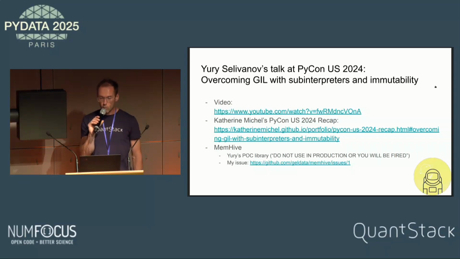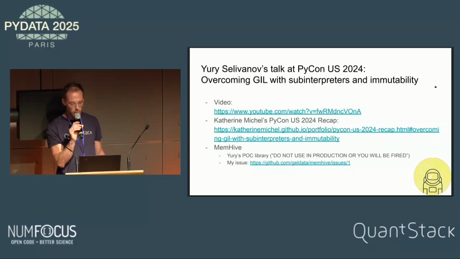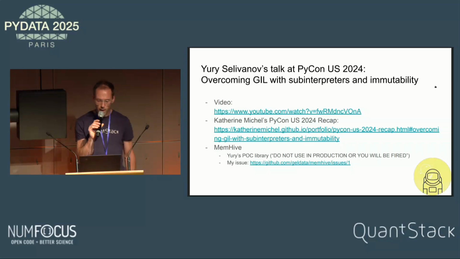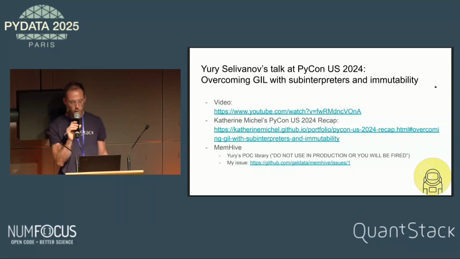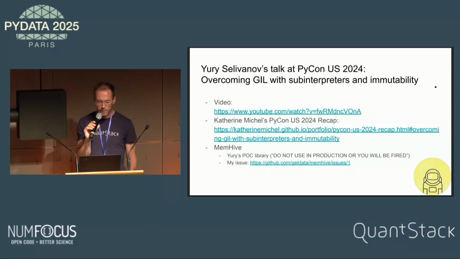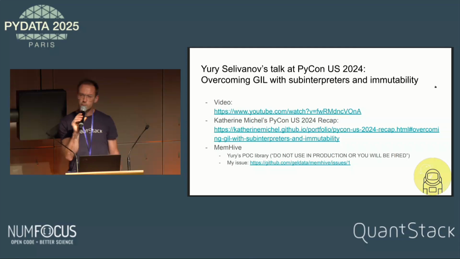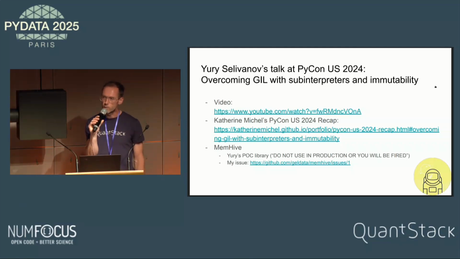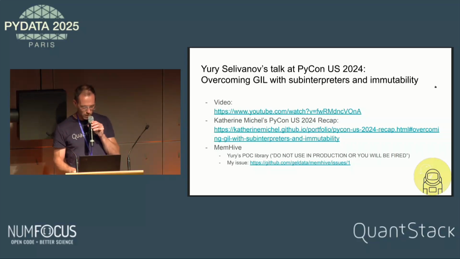This talk was actually accompanied with a library that Yuri wrote called Memhive. It's a proof of concept library. It's actually written in the README: do not use in production or you will be fired. And actually it's not very developed, but there is one issue, which is mine. Because I was very interested in this kind of use case, and I was wondering if CRDTs could be used for the same use case.